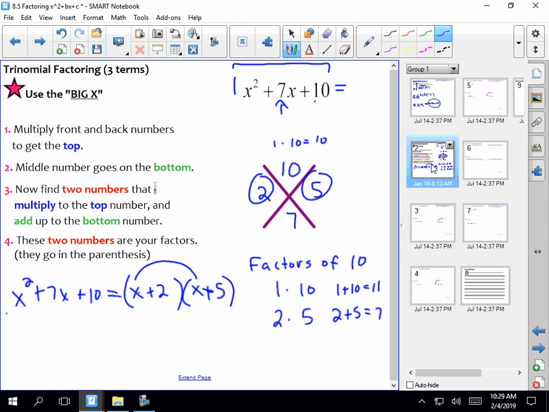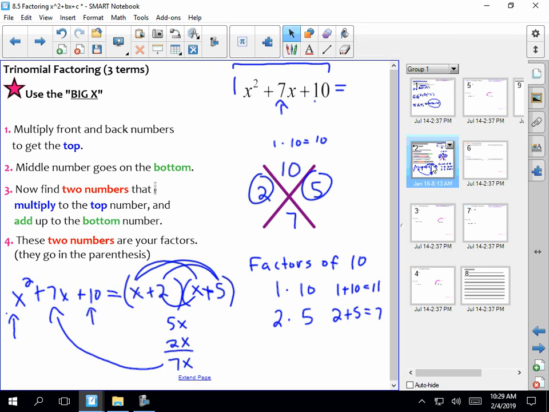So x times x gives me this x squared. X times 5 would give me a 5x. 2 times x would be a 2x. If you add those two, you get the 7x, which is the middle term. And then the 2 times 5, when we distribute that, gives me the 10. And so I can check through multiplication that I've done my factoring correctly. So that's how the two are related. So that's factoring. One method is using what's called the big X.